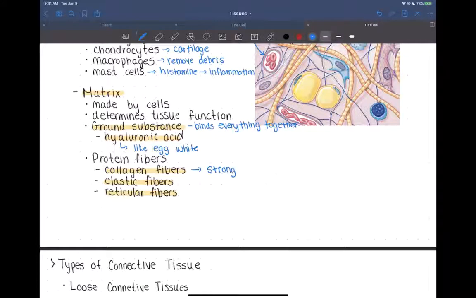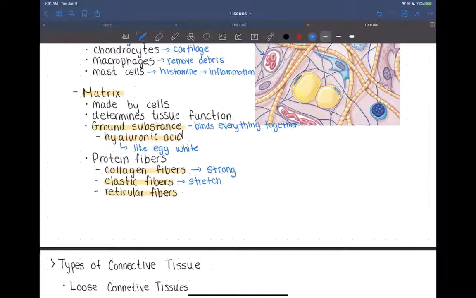We have elastic fibers. The word elastic probably tells you they have the ability to stretch. They have elasticity. So that's going to help with the function. You'll have some elastic connective tissues that really are able to stretch and bend and be flexible.